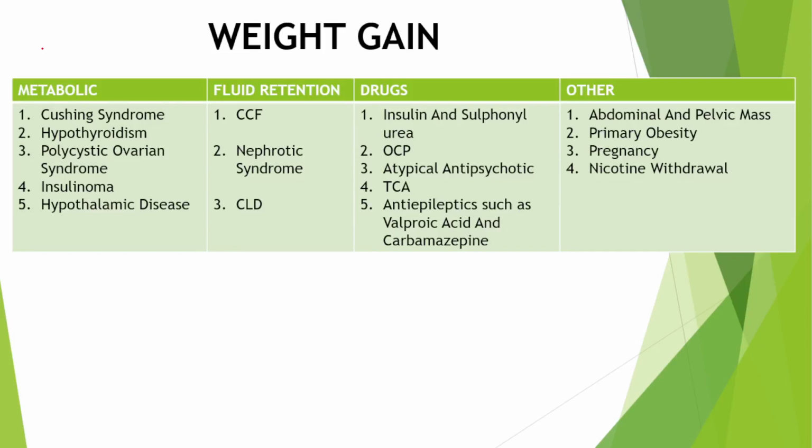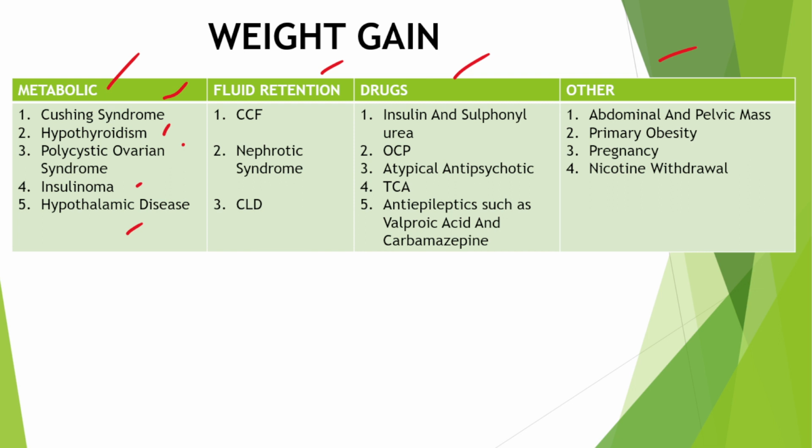Today, our topic of discussion is to take history from a patient presenting with weight gain. So, briefly, what are the causes for the weight gain? There are metabolic causes, fluid retention causes, drugs, and others. In metabolic, always remember Cushing syndrome, hypothyroidism, polycystic ovarian syndrome, insulinoma, and hypothalamic diseases. They cause weight gain, so we should know them, and they are very common diseases.